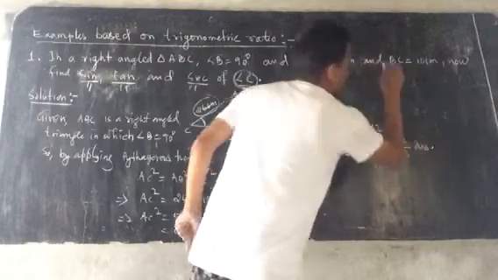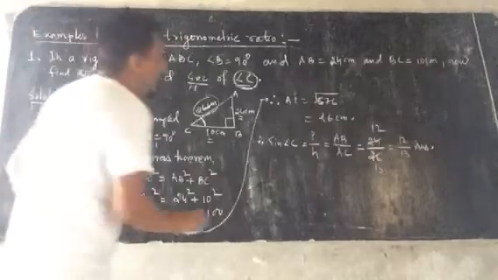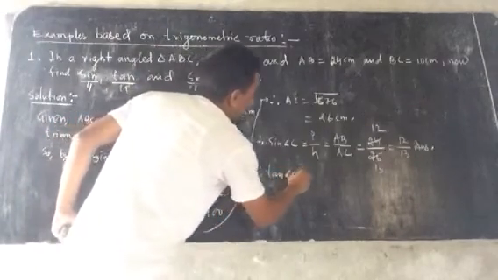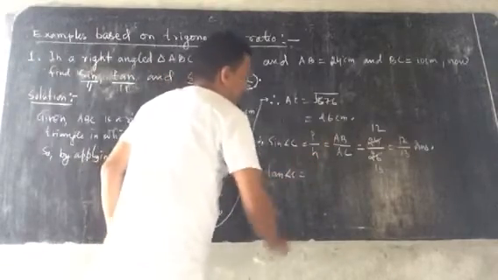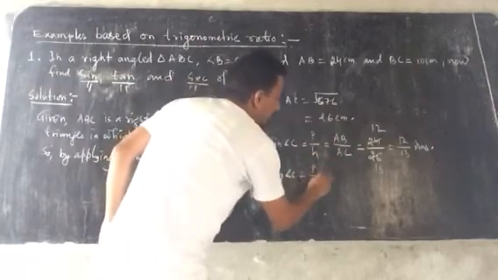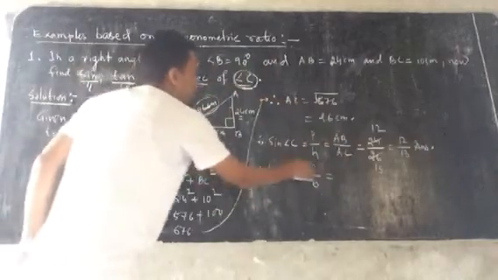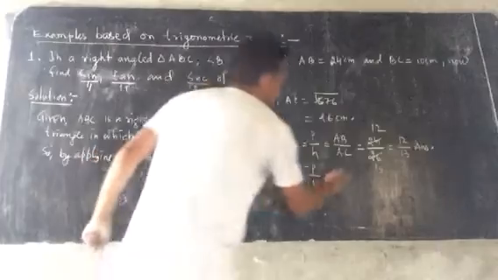This is the answer. The next question is tan of angle C. Tan of angle C can be written as tan angle C. Tan is P by B. For the angle C, which side is P and which side is B, that you have to write. P is AB, B is BC.